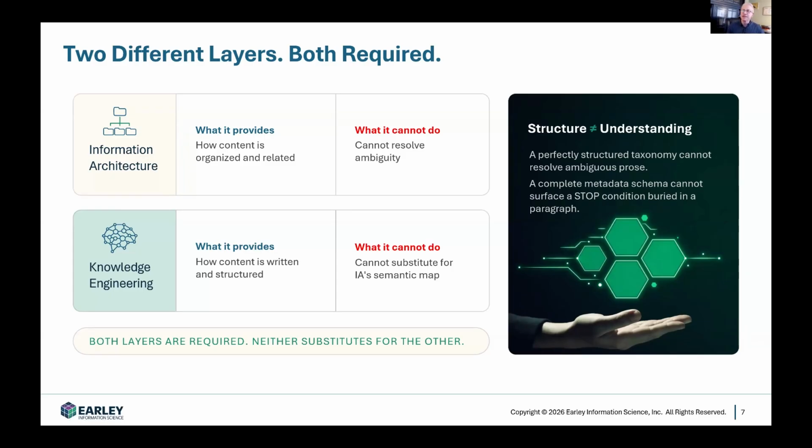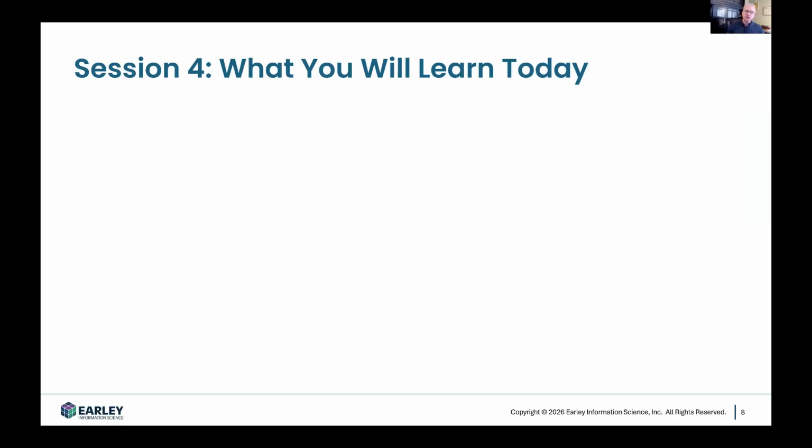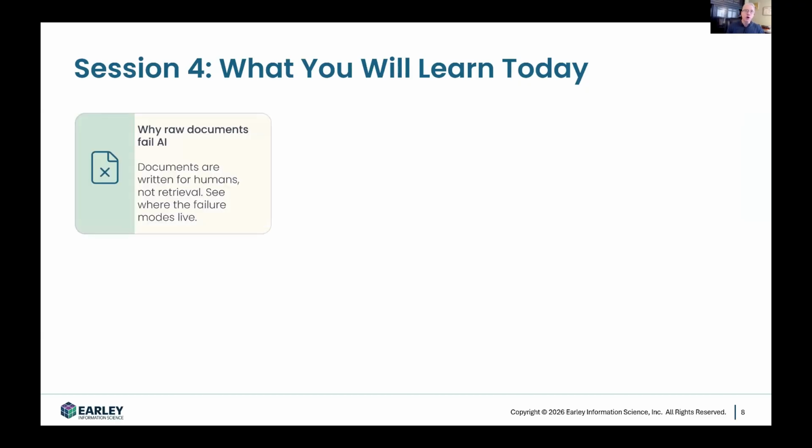And Heather is going to get into the real details behind that. So we're going to talk about why raw documents will fail. Documents are written for humans. They're not necessarily written for retrieval. And so there's a lot of ambiguity. There's a lot of things that are implicit in the content, a lot of things that you can't necessarily retrieve unless you have a very specific structure.